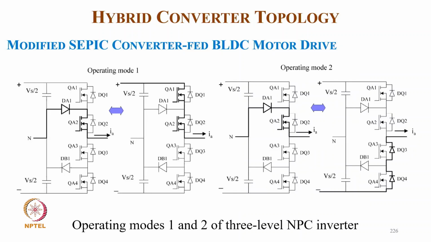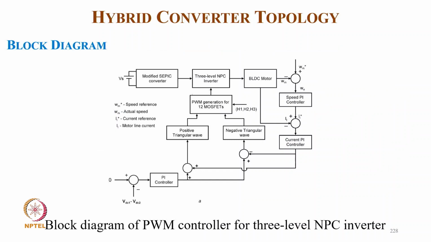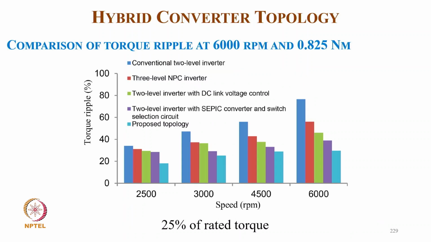And these are the different modes for 1 and 2, 3-level inverter, and 3, 4 modes. And this is the block diagram of PI control for the 3-level inverter, where we have the 0 for voltage balancing, also a PI controller, which gives the feedback to regulate the voltage along with the rectangular wave. And then we have a modified 3-level inverter BLDC with the speed control.